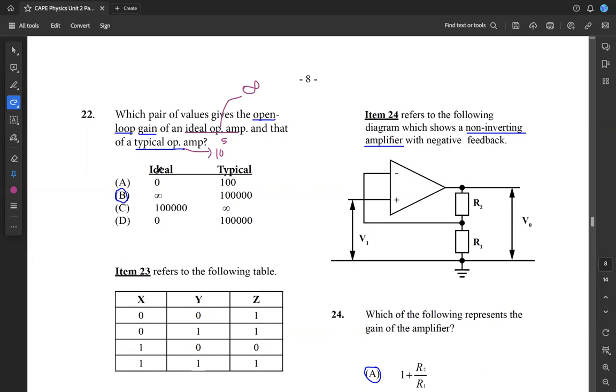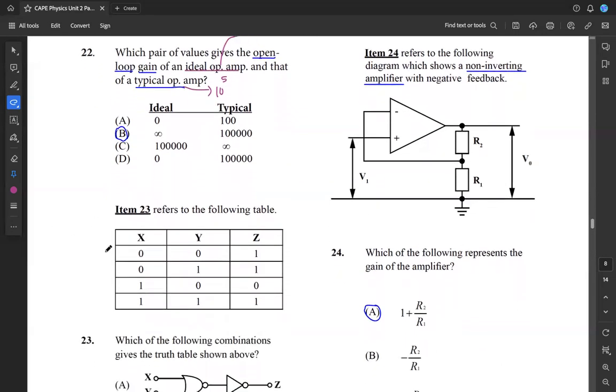And so when we look here, we see that that fits B, right? B says that the ideal op-amp has an infinite open loop gain, and the typical one has a gain of 10 to the 5th. So B is our answer here, okay? That one is not too bad. It's just really recalling what the values are in the ideal case and the typical case, okay? So B is our answer here. And let's go down to 23 now.